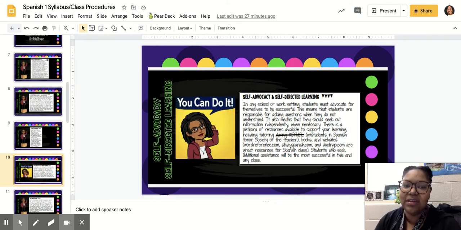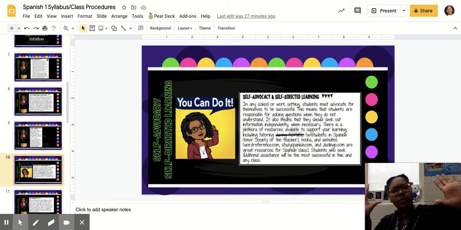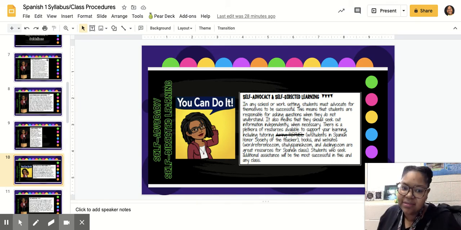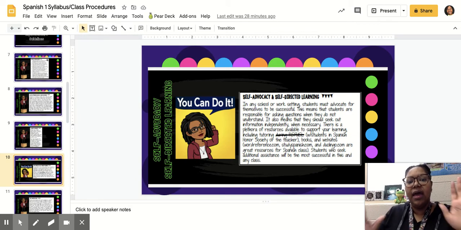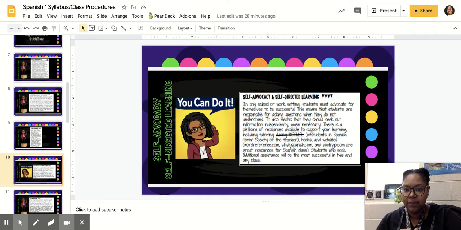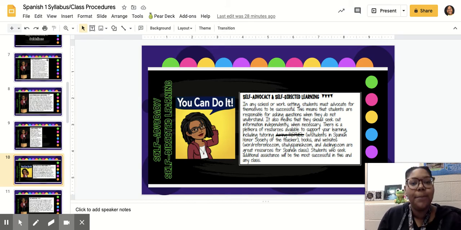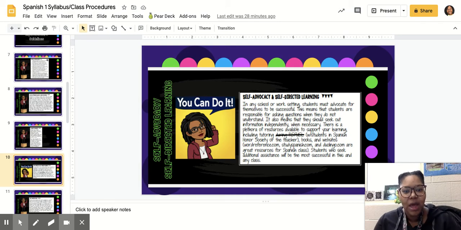Self-advocacy and self-directed learning. This is like the biggest, most important thing for all of your classes, not just Spanish. But in any school or work setting, students must advocate for themselves to be successful. What does that mean? It means you need to speak up. If you don't understand something, if you need some help with something, you got to speak up. All right? This means that students are responsible for asking questions when they do not understand.